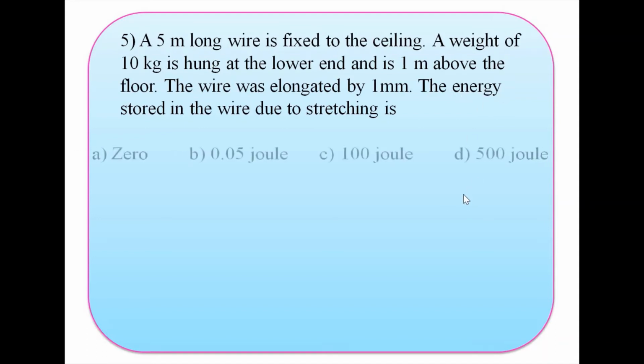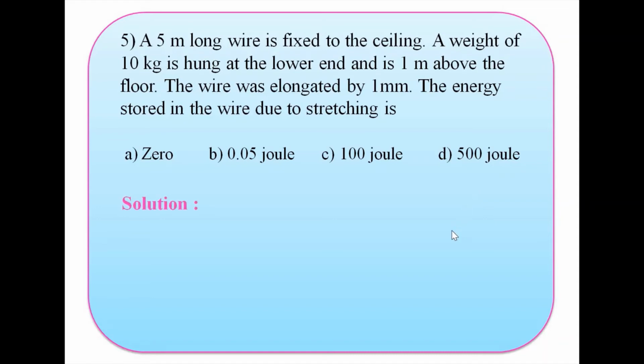So the options are: option A is 0, option B is 0.05 joule, option C is 100 joule, and option D is 500 joule. So let's see the solution. We have to know that work done, that means energy stored, W is equal to 1/2 load into extension, that means 1/2 F into the small l.